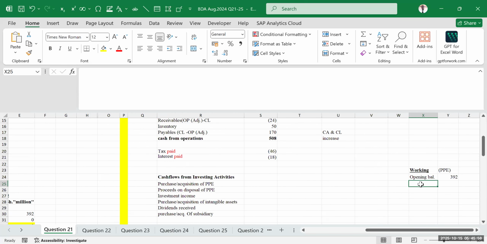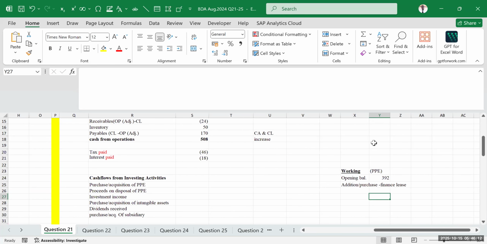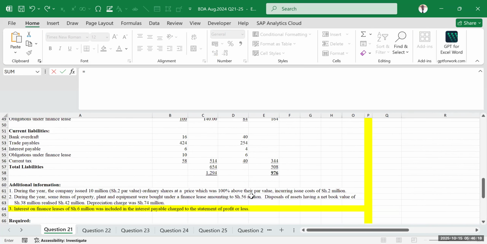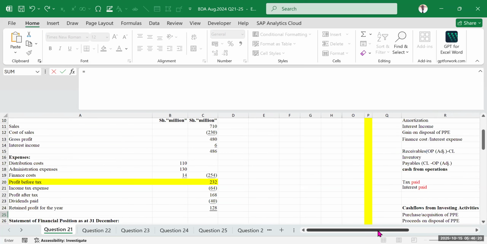So I will add it like addition or purchase. Addition or purchase, and it was from a finance lease. There was a finance lease that led to the purchase or addition of PPE elements. And how much was it? They've talked about, was it 50 something? I've seen something, 50 something. Oh, yes, 56, good. 56 million.